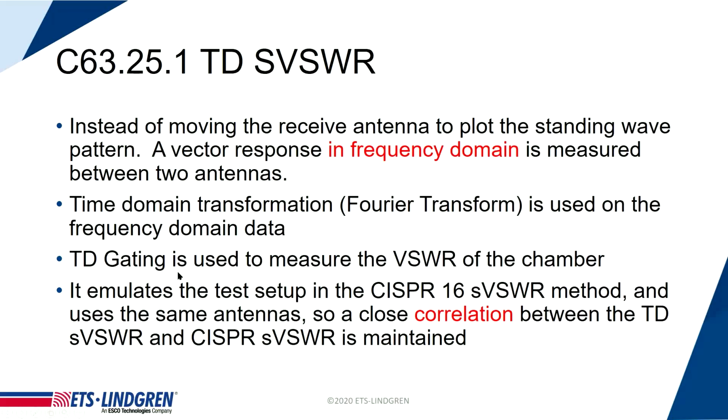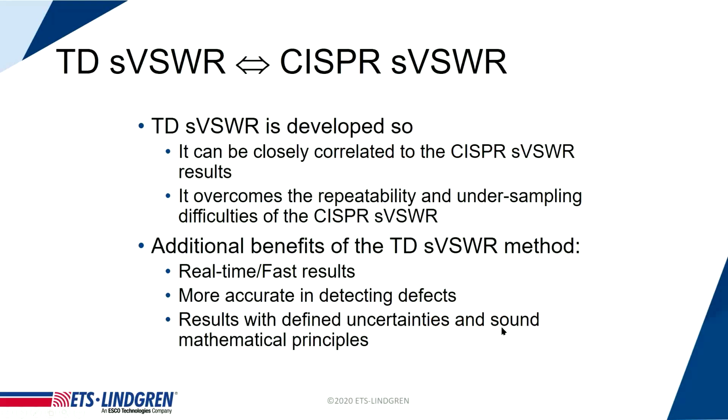As far as test setup goes, the whole measurement method is the same, except we don't move the antenna to the 6 spots. Everything else stays the same: the type of antenna, the polarization, the heights. This is by design because we want to establish a correlation between the two methods. The time domain VSWR method is developed so that it can be closely correlated to the CISPR site VSWR results. The additional benefit is time saving, and it is more accurate and more repeatable. Later on, we'll show that we can also debug a failing chamber, or find out what's wrong with a failing chamber.